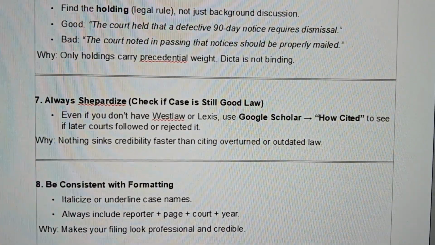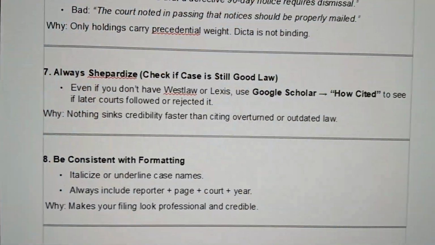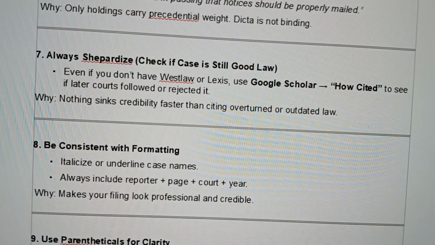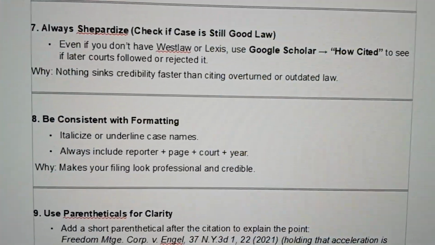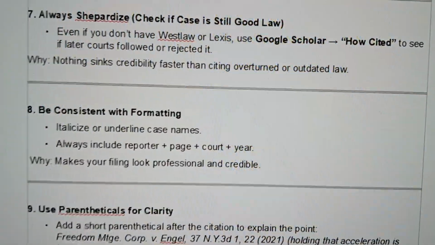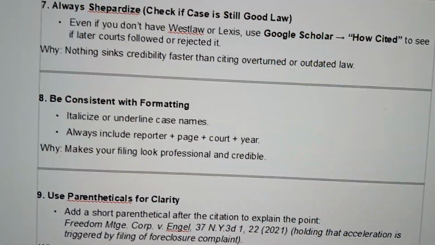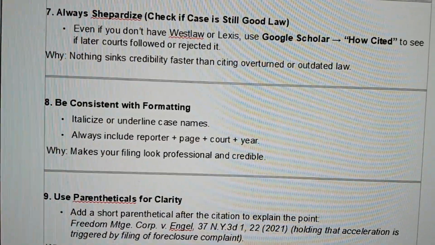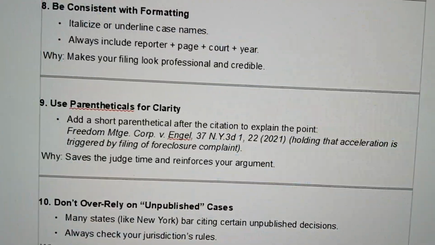Always shepherdize. Check if the case is still good law. So, in other words, you want to use a secondary source and have it double check everything. Be consistent with the formatting. You want to italicize or underline the case names. I use italicize, it looks better. Always include the reporter plus the page plus the court plus the year. Makes it look professional and credible.